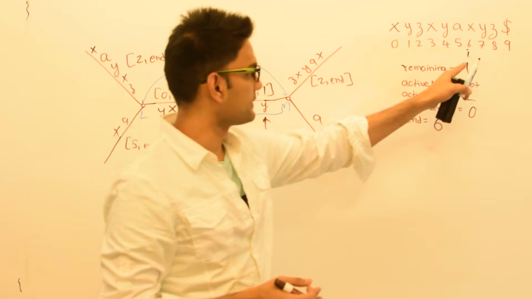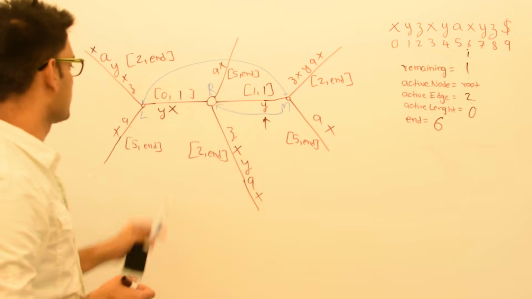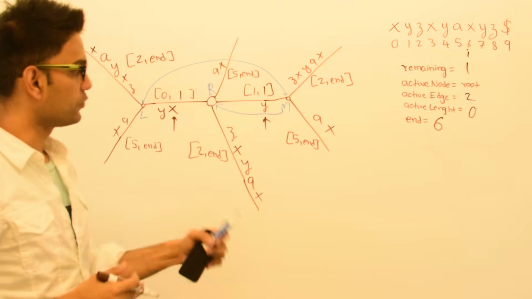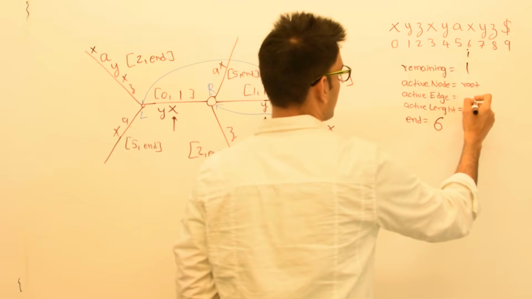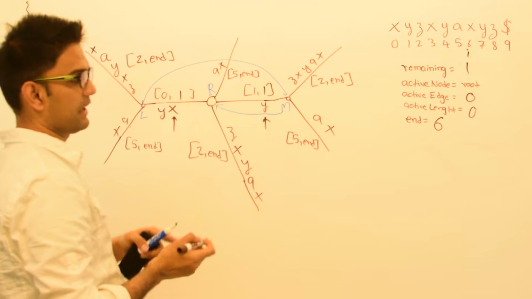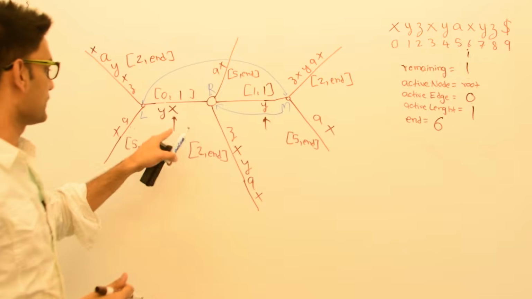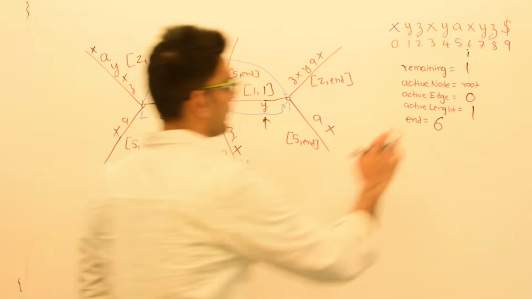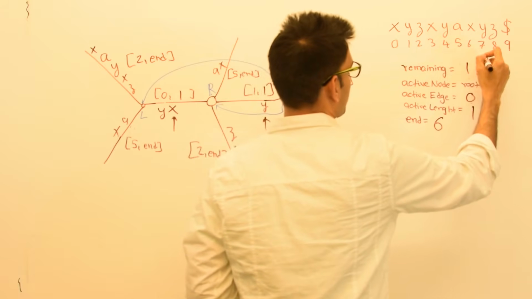Then we check, is there a path from root starting with x? There is this path. So a rule 3 extension comes into the picture, and rule 3 is a showstopper, so we stop at that point. Also we update our active edge. Active edge becomes 0, which is the start point of this edge, and active length becomes 1. So the next phase will start from this point, as we already discussed before. We end this phase, we don't change the remaining, and we start the next phase.